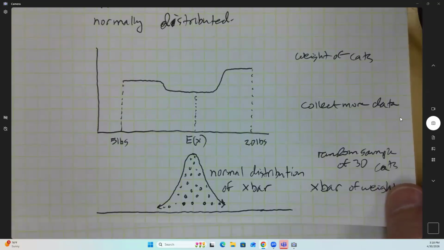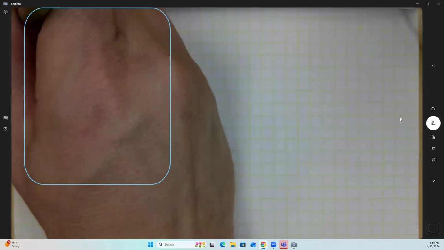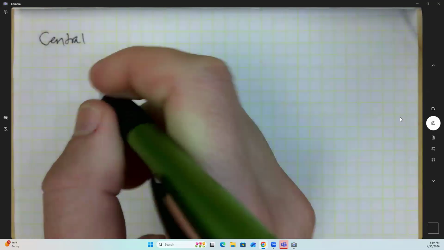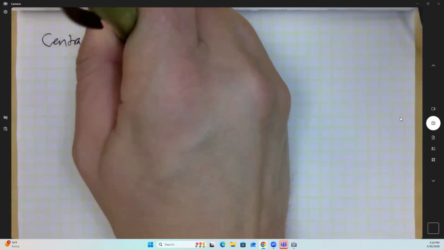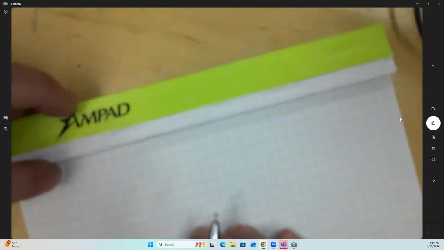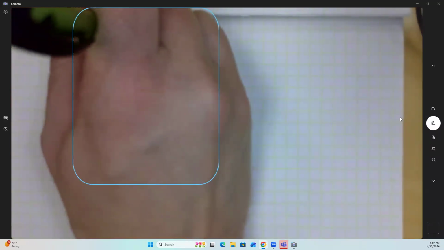So I'm going to write down the central limit theorem a little more explicitly, but still kind of putting it in my own words. I wrote it backwards. All right, let's try it again. Focus. Thank you. The central limit theorem.